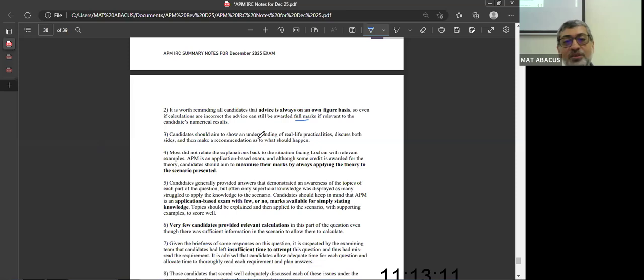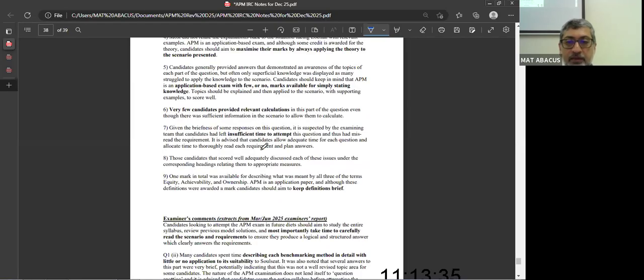Candidates should aim to show an understanding of real life practicalities, discuss both sides, and then make any recommendations on what should happen. Most did not relate the explanations back to the situation facing the company, with relevant examples. APM is an application-based exam, and although some credits are awarded for the theory, candidates should aim to maximize their marks by always applying the theory to the scenario presented.